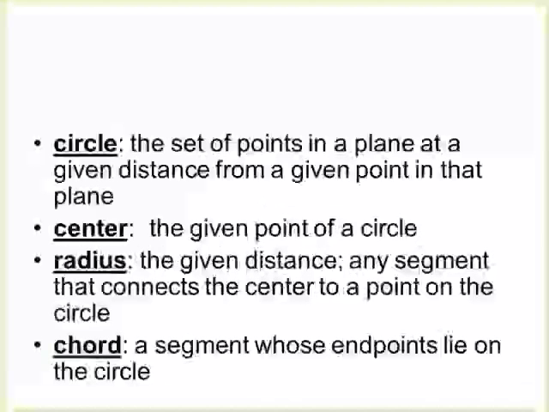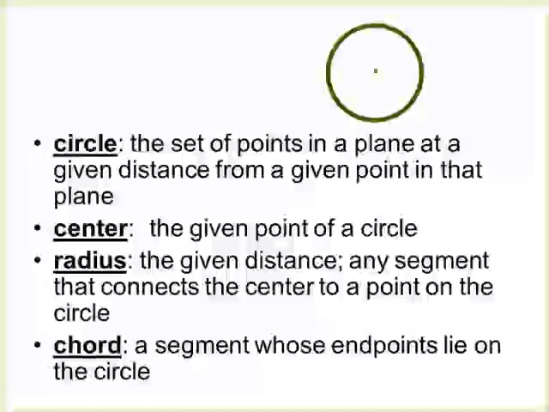So first, to define a circle. A circle is defined as the set of points in a plane, so a plane means that the thing is flat, at a given distance from a given point in the plane. So a circle has two defining parts. It has a point that is called the center, and it has a distance that is called the radius. And if we take that given distance or segment of the radius and spin it around that center, it will create the circle. So the circle is the set of points that are a given distance from a given point.